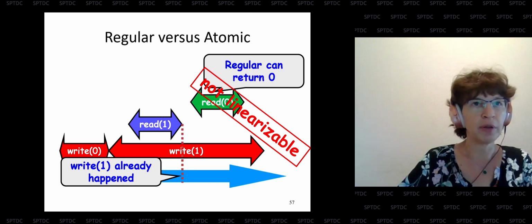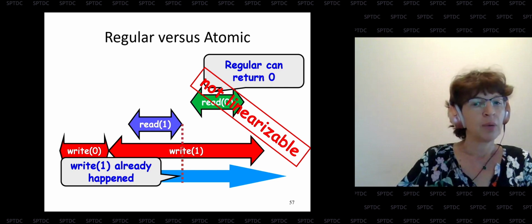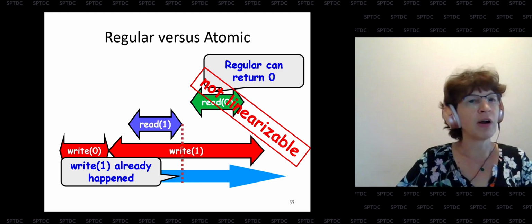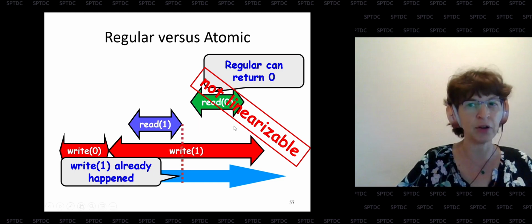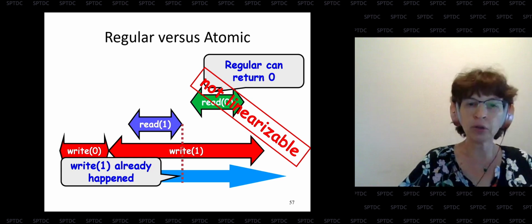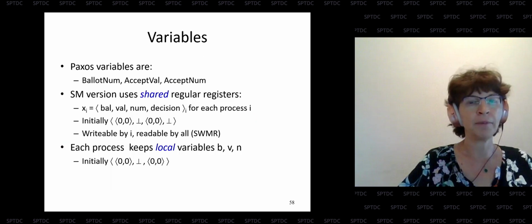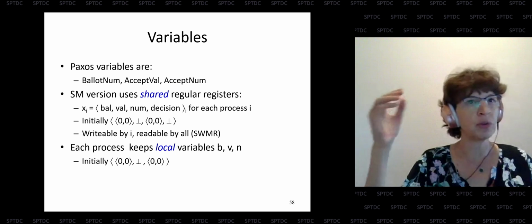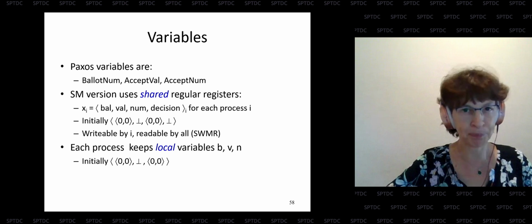Why is it important that we need regular registers and not atomic ones? You should remember from the first part of the talk that there was an extra cost to making things atomic, so it's going to be cheaper for us to implement regular registers. But we'll get back to that. For now, all we need to know is that we have regular registers, not atomic ones, and we have this oracle that tells us if we're the leader or not, and we're going to solve consensus.